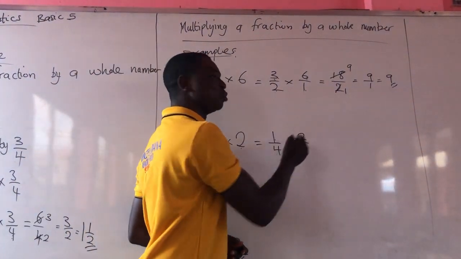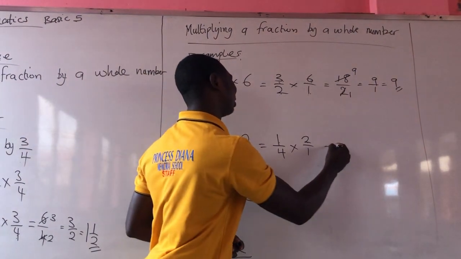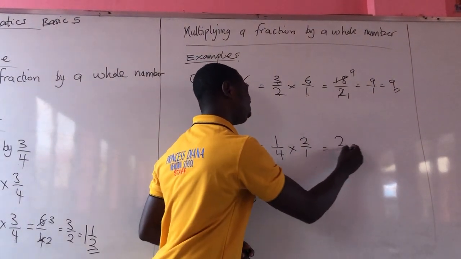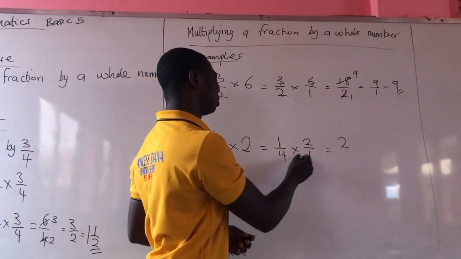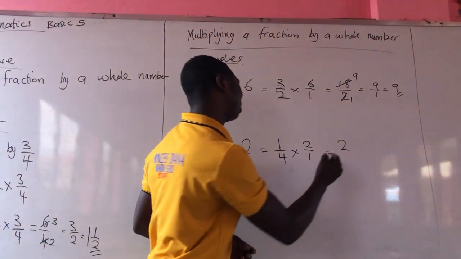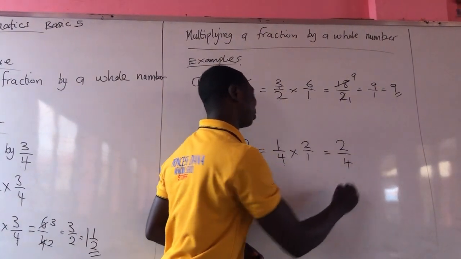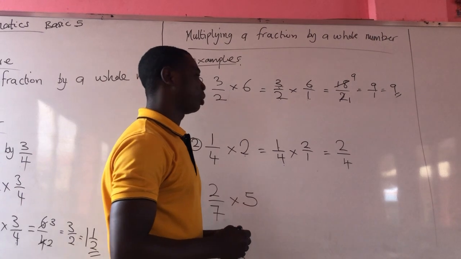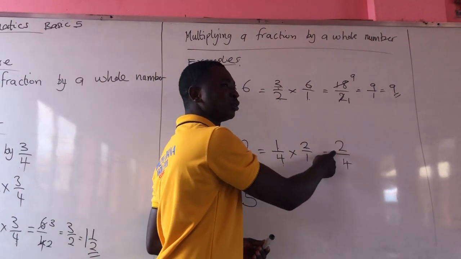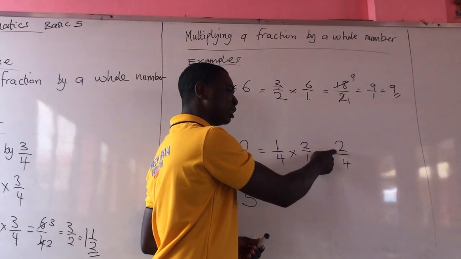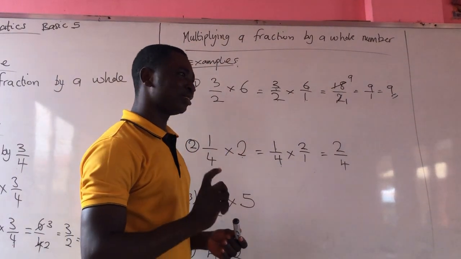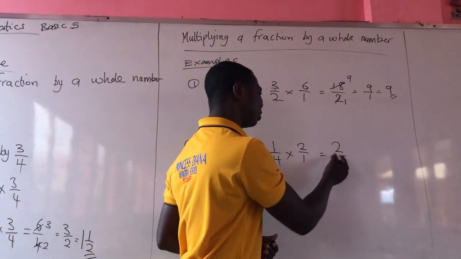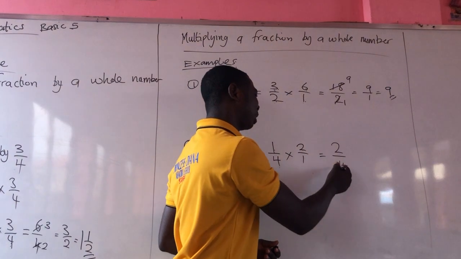1 times 2 will give us 2. Good. 4 times 1 will also give us what? 4. This is a proper fraction. But let's ask what? First of all, let's break it down to the simplest fraction. The simplest one. 2 can divide itself how many times? 1. I can divide 4 2.